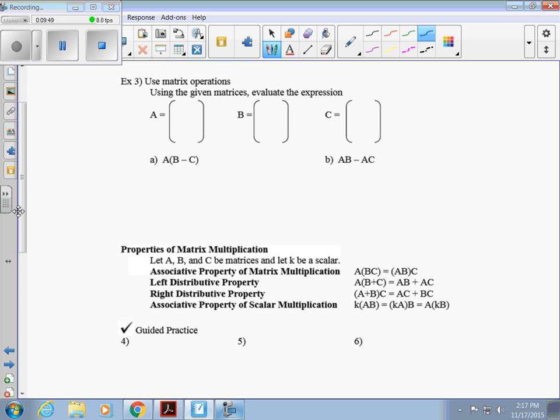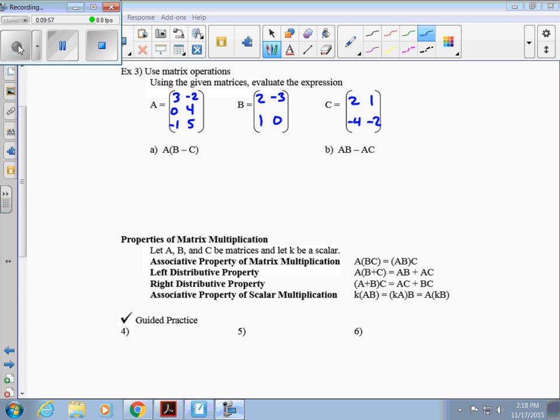So example 3, we're going to use matrix operations. So use the given matrices and evaluate the expression. So there are the three matrices, and we're going to go A times B minus C. Well, I'm going to do the B minus C first. So I'm going to write my A here. So it's 3, negative 2, 0, 4, negative 1, 5.